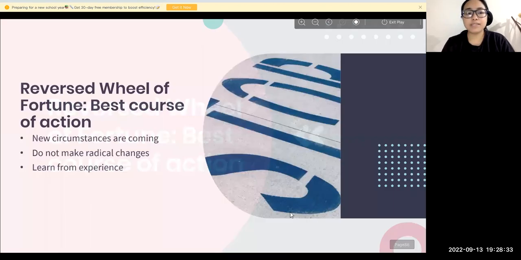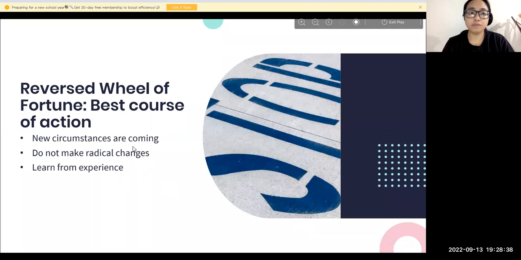So what is the best advice you can give for the Wheel of Fortune? You can say new circumstances are coming. Do not make radical changes in your life. Learn from experiences. That's one thing you should say. Learn from experiences is nothing but learn the lesson. The lesson is to let go and release whatever is troubling.